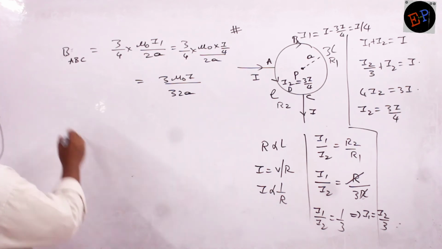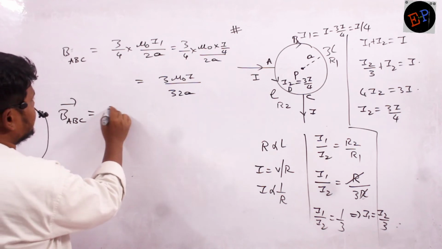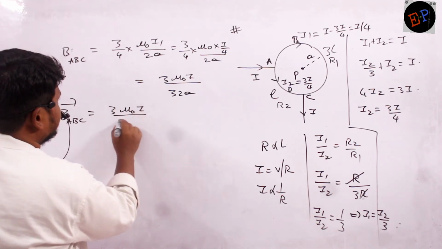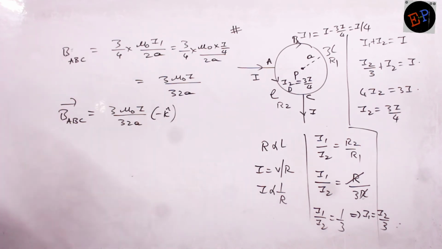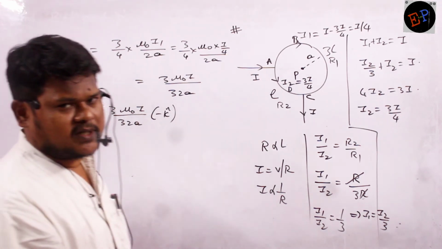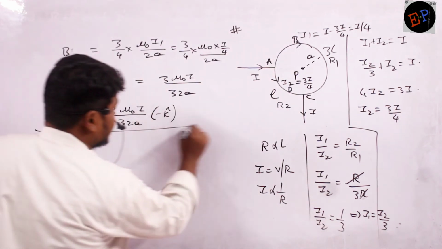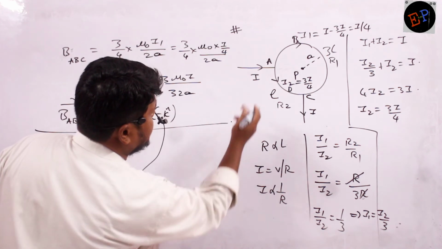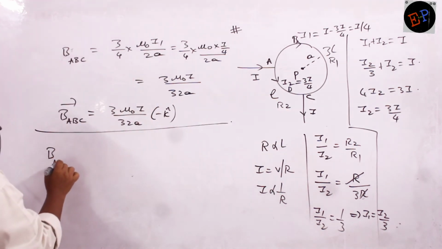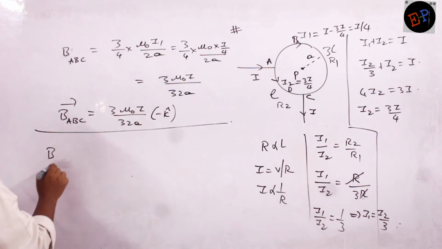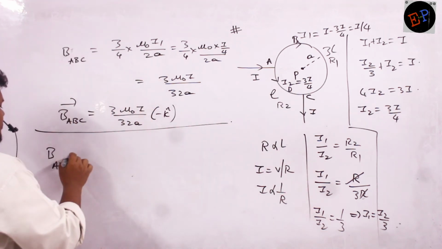Are you able to understand? So therefore the magnetic field because of ABC is equal to 3 mu naught I by 32A minus K cap, because it is towards the negative Z axis, no? Clear? Similarly, now we calculate the magnetic field because of ADC. Lower circuit, this circuit. Now come on, try to say the value of this one.